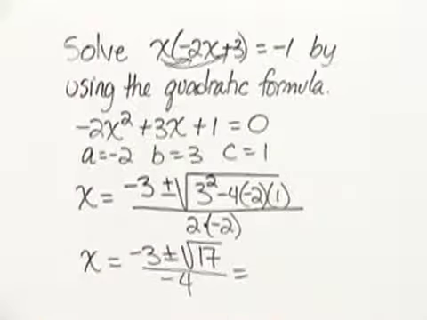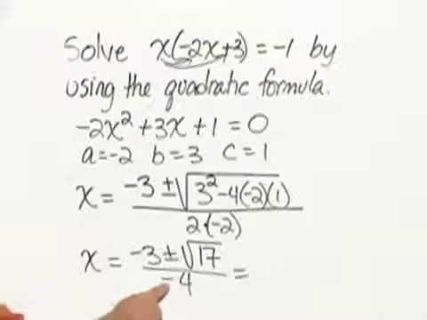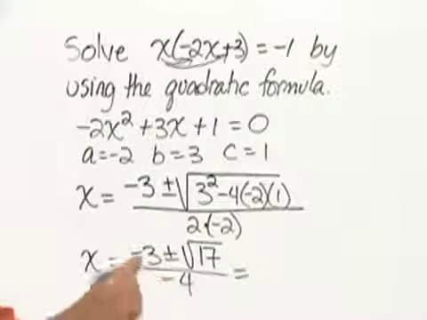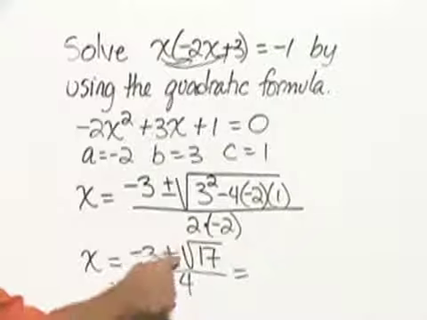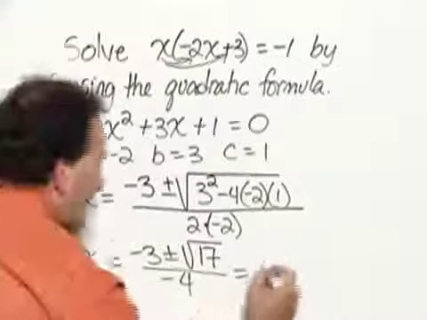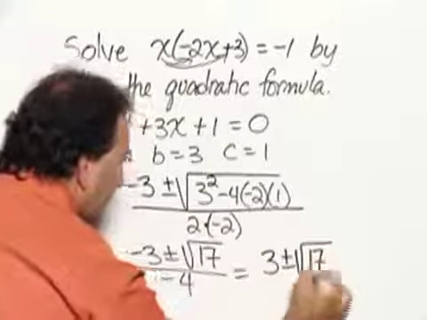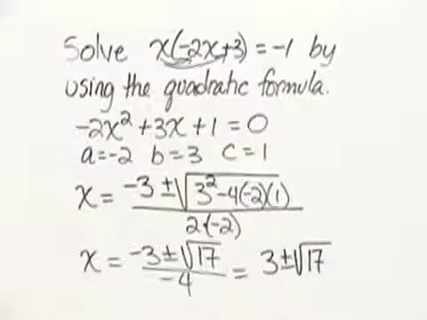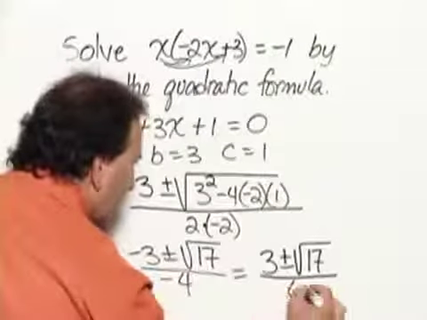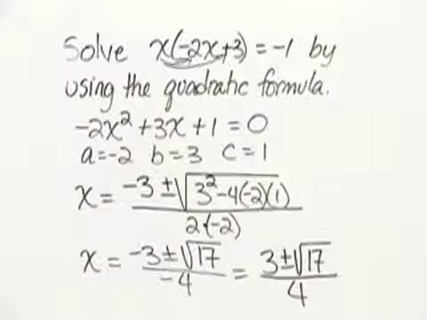However, when we're in this situation, it's best to divide the negative into the negative and the negative into the plus or minus, because then what we get is 3. We still have plus or minus because each one of them changes, so one becomes a plus and one becomes the minus, and in the denominator, it's a positive 4. So the two solutions are 3 plus or minus the square root of 17 divided by 4.